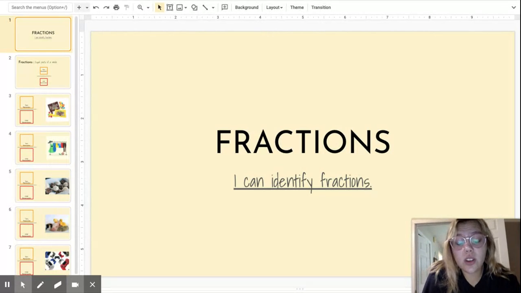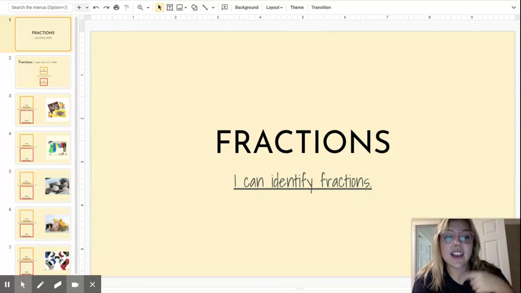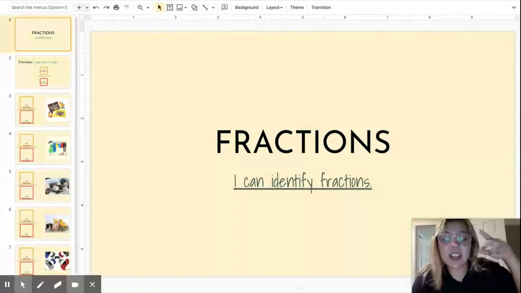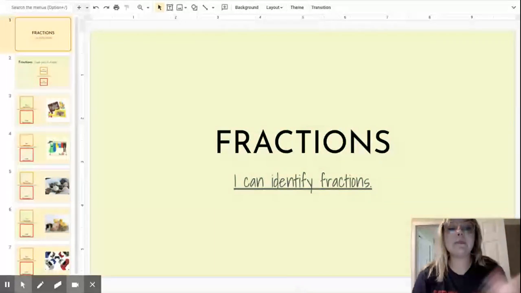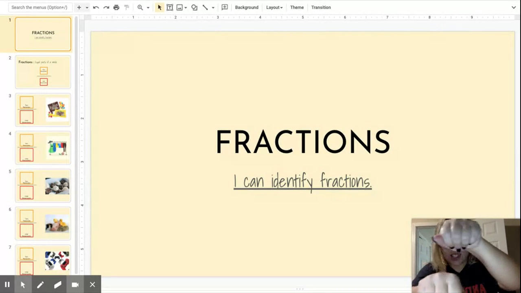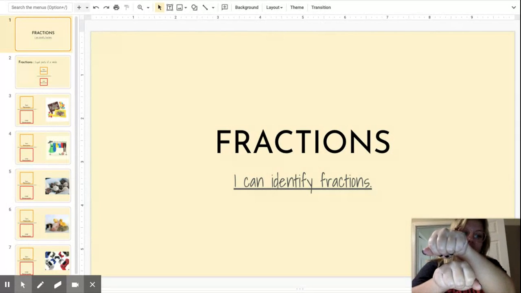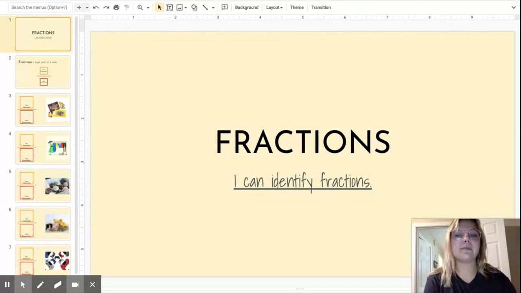Our learning goal, or our objective, what we're working towards, says I can identify fractions. You follow along with me this time. Get ready. I can identify fractions. See, Mrs. Price's hands kind of look like fractions. With fractions, we know we have a number on top, which is the numerator, and a number on bottom, which is the denominator. That's why we use this hand signal for fractions.